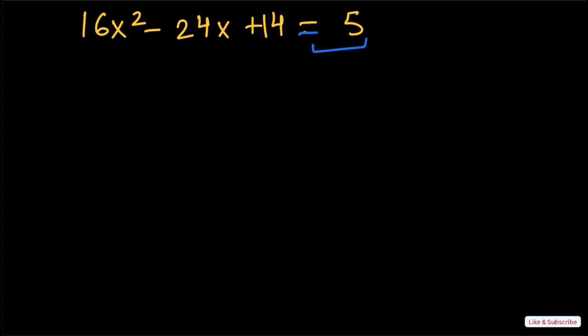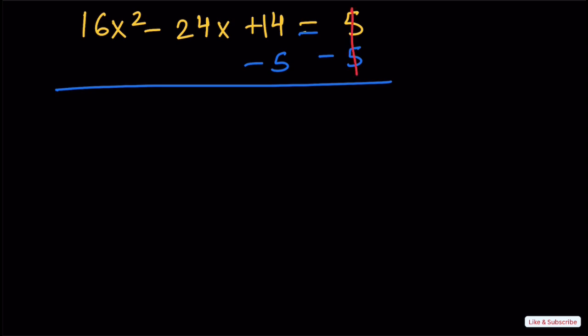We have 16x squared minus 24x plus 14 equals 5. Now if you notice, in this case the standard equation should have 0 here, but we have 5. What should we do? We'll try to make it 0. How can we make it 0? Do the opposite. This was addition of 5, so I subtracted 5 from both sides. It got cancelled, which made it 0. On the left hand side I got 16x squared minus 24x plus 9 equals 0.